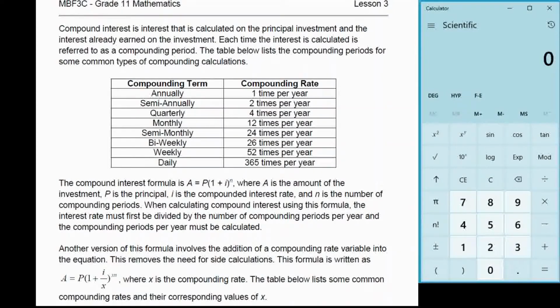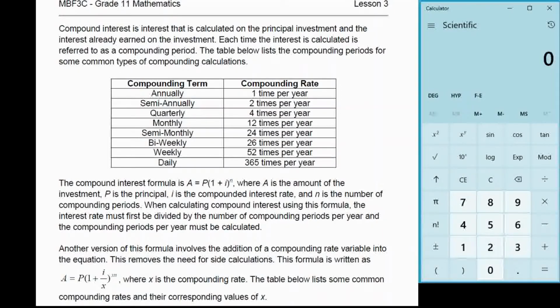So because i is the compounded interest rate, we actually have to take whatever the interest rate they give us is and divide it by that compounding rate. And because n is the number of compounding periods, if you're given your time in years, you have to multiply it by the number of compounding periods per year in order to get that n in the correct compounding period. So if it's monthly, your n is in months. If it's daily, your n has to be in days.